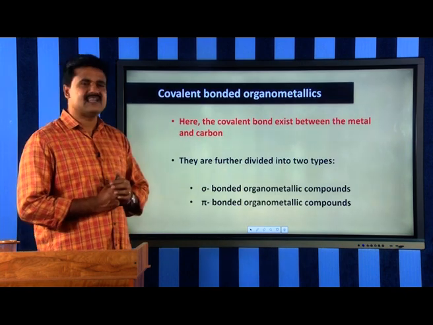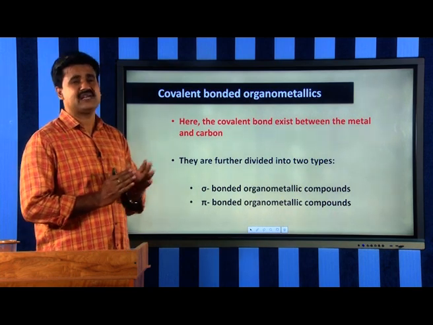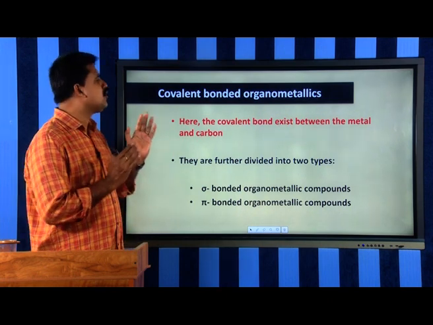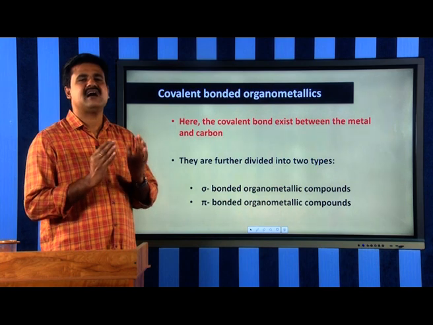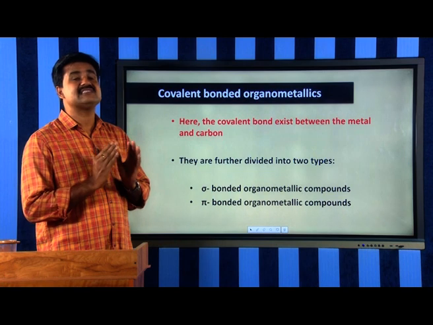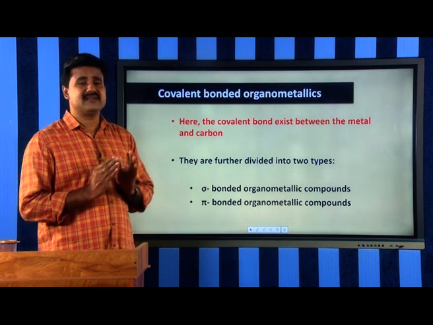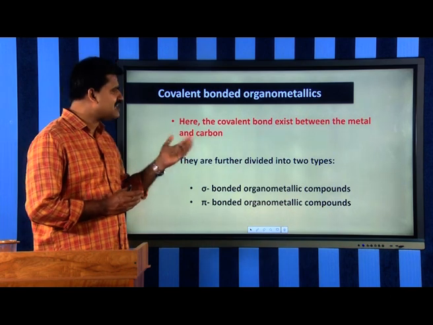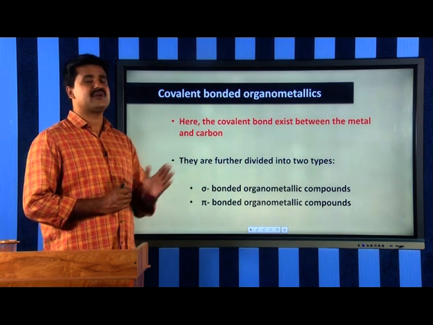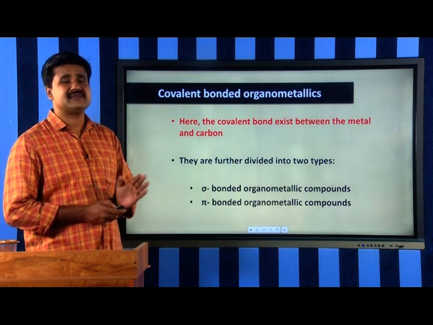Now, the second category, covalent bonded or covalently bonded organometallics. Here, the covalent bond is the bond that exists between metal and carbon. That is, the force of attraction connecting metal and carbon is covalent in nature. Covalently bonded organometallic compounds can be further divided into two important categories. They are sigma bonded organometallic compounds and pi bonded organometallic compounds.